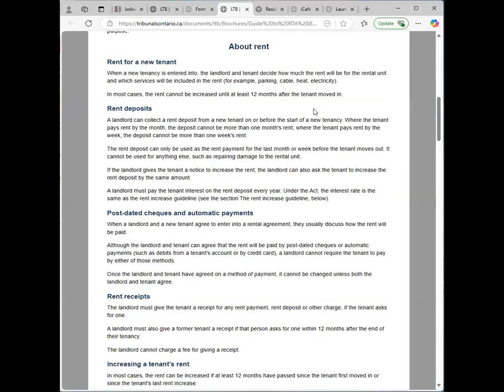And then rent deposit. So it's called a rent deposit in Ontario. Elsewhere, it's usually called a security deposit. The tenant pays rent by the month. The deposit cannot be more than 1 month's rent.